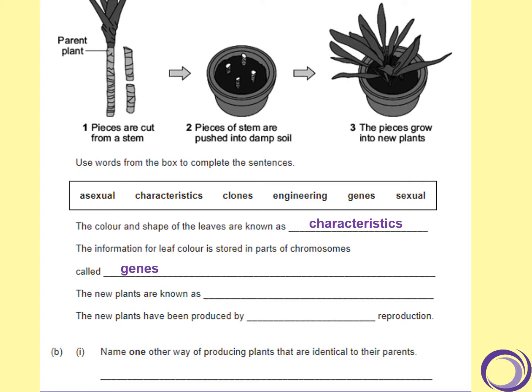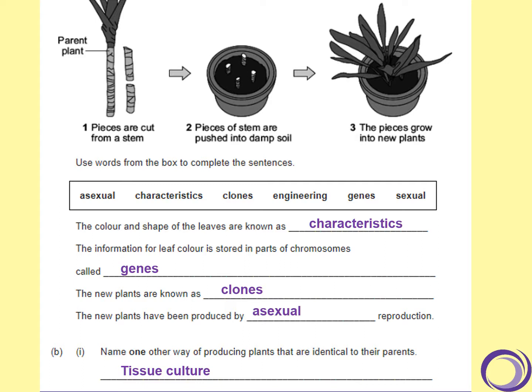The new plants are known as clones. And in this example, the new plants have been produced by asexual reproduction. Then part B went on to ask you to name one other way of producing plants that are identical to their parents. Well, the example you've been given is taking cuttings. So the other way you could talk about is tissue culture.